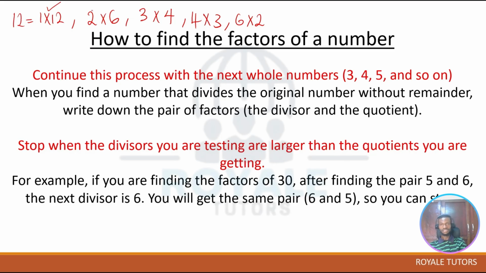2 times 6, divisor is smaller than quotient. This is valid. In this case, 3 is smaller than 12, that is, divisor is smaller than quotient. But here, our divisor 4 is bigger than quotient, so therefore we won't use this. Here, 6, our divisor, is bigger than our quotient, so therefore we won't use this. So that is how we know when to start and when to stop. You stop when your divisor is greater than your quotient. So that is how it works.